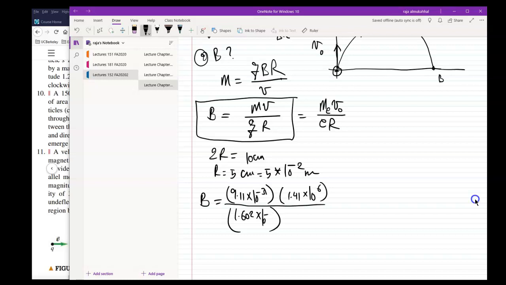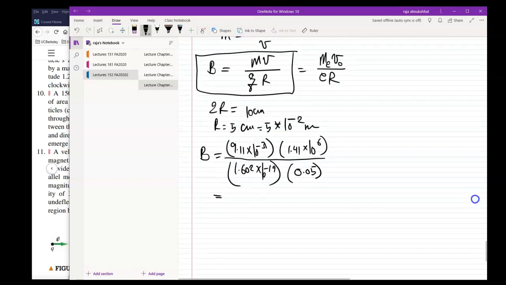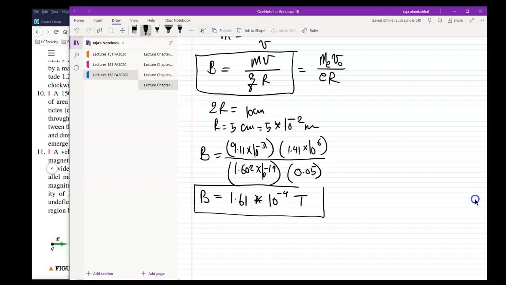Sorry, I'm working a little fast. There we go. Times the radius, which is 0.05, correct? And then we calculate that. I get an answer of 1.61 times 10 to the negative 4 Tesla. Okay, there we go. So the intensity of the magnetic field is equal to that.